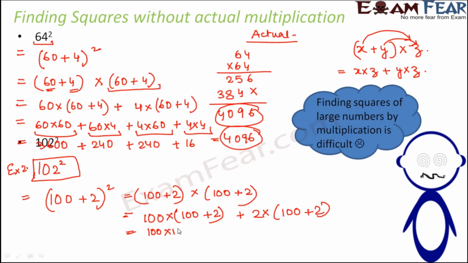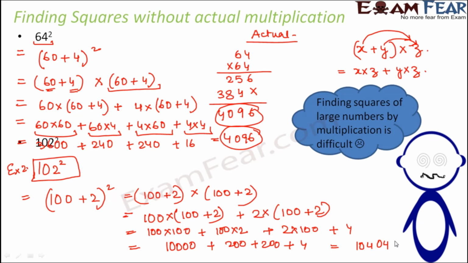So this becomes 100 into 100 plus 100 into 2 plus 2 into 100 plus 2 into 2, that is 4. So this becomes 10,000, this becomes 200, this becomes 200, and this is 4. When you find the sum, it is 10404. So you see here also there was no need to perform actual multiplication, and you could very easily find the square of 102.